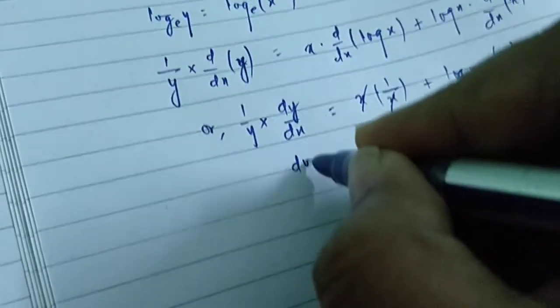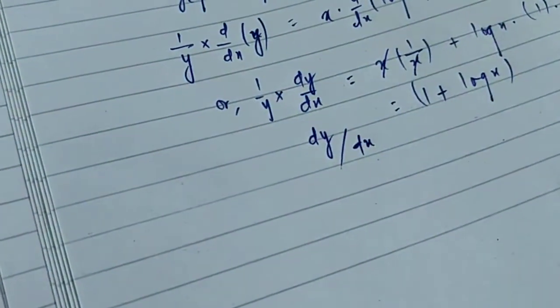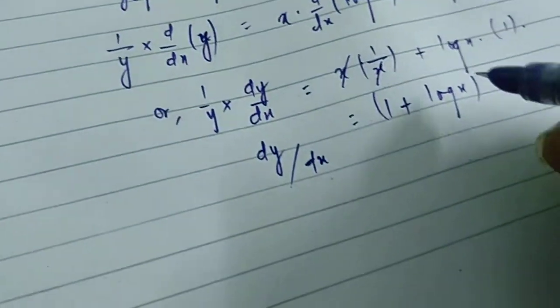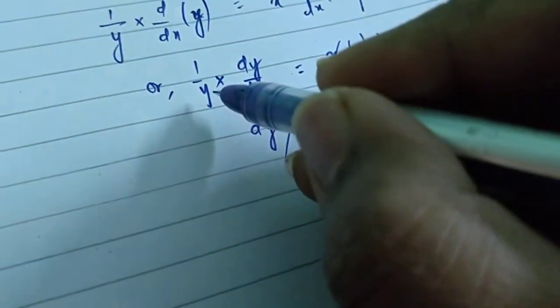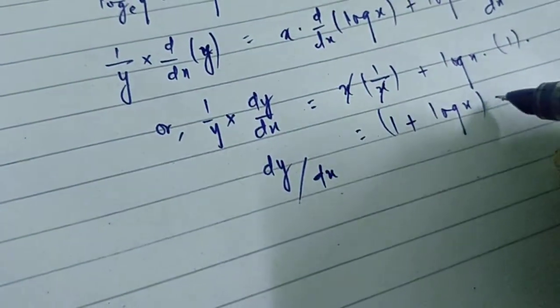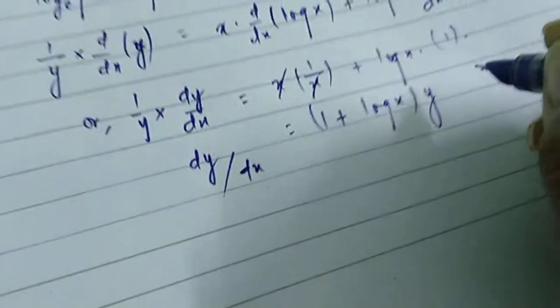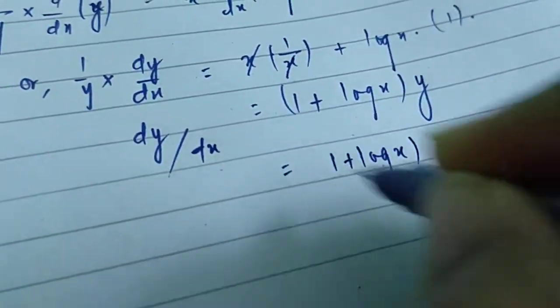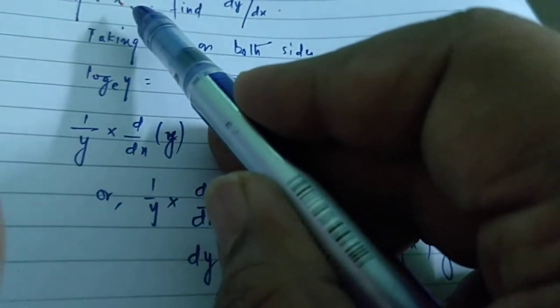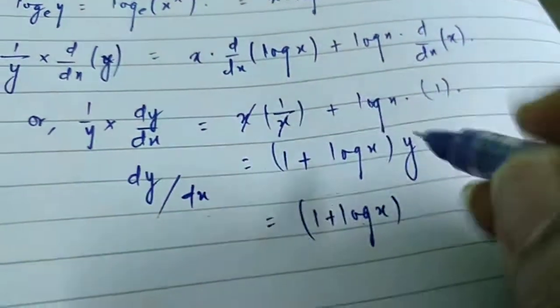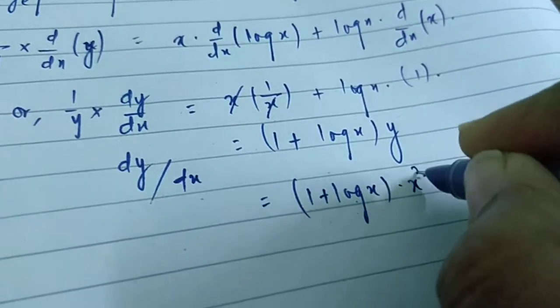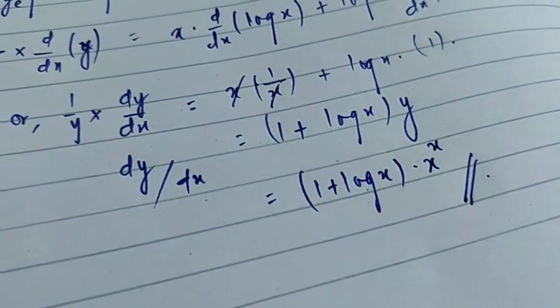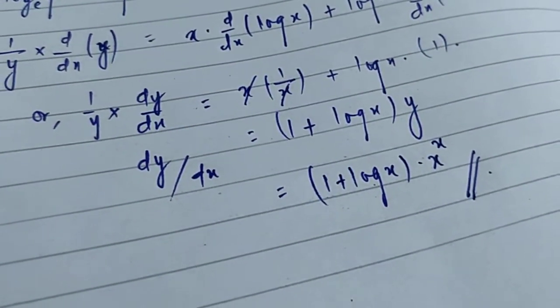We got 1 plus log x on the right hand side. And if we keep the dy by dx on the left hand side and take this y on the right hand side, it will become 1 plus log x into y. Now we can substitute the value of y from the given question. The given question was y is equal to x power x. So substituting this y in the final answer, we will get 1 plus log x into x power x. This is the required answer for dy by dx of x power x.